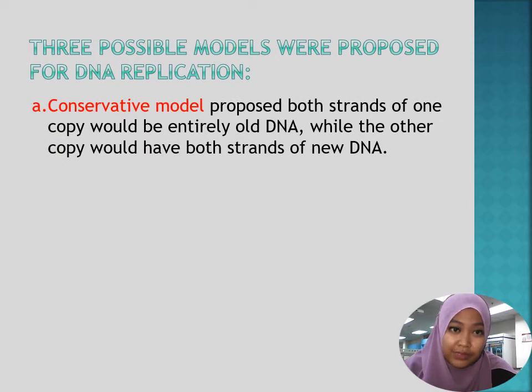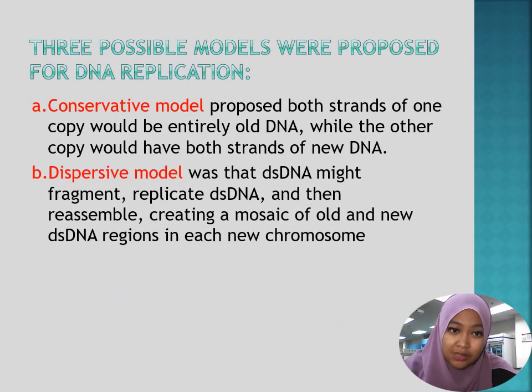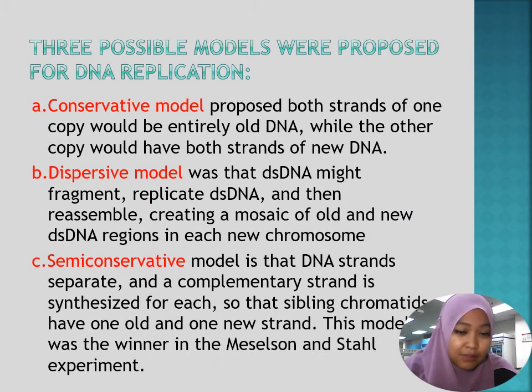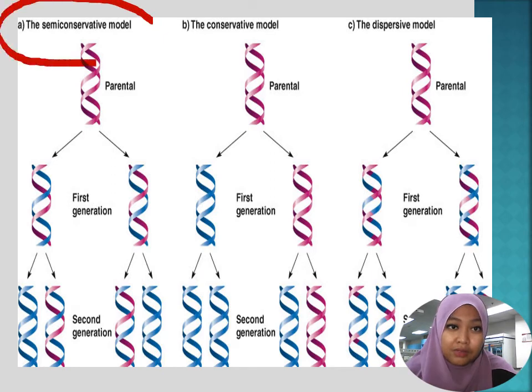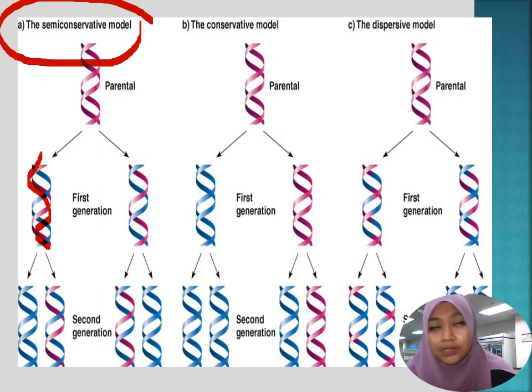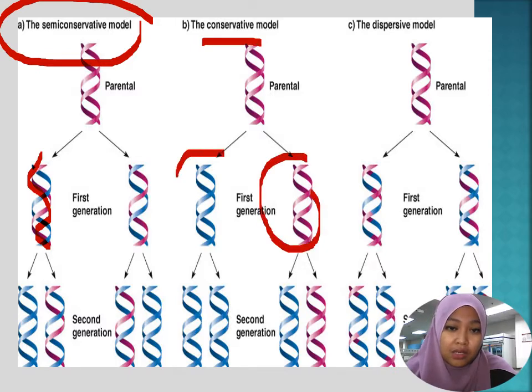There are three possible models that were proposed for DNA replication. First, of course, the conservative, the dispersive, and also the semi-conservative. We are using the semi-conservative, proposed by Watson and Crick. Through the semi-conservative model, as I mentioned earlier, the parent strand will act as a template. The blue one here is the new one, which we call the daughter strand.